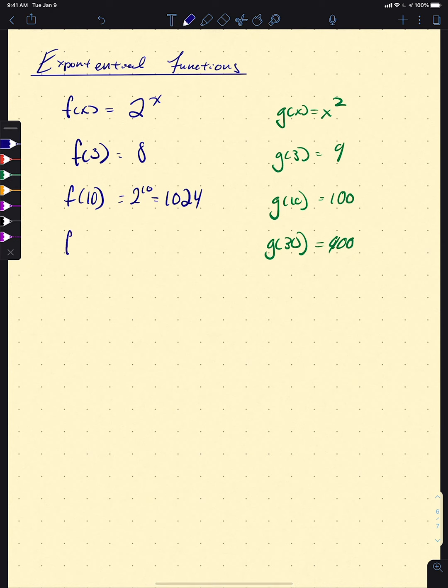But f of 30 is 2 to the 30, or 1.07 times 10 to the 9. That's over 1 billion. These exponentials grow extraordinarily quickly, and that's one of the points that interests us in studying them, to see how these fast-growing functions behave compared to some of the stuff we've looked at in the past.